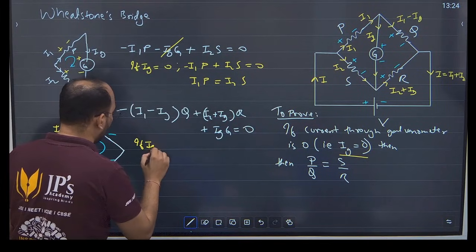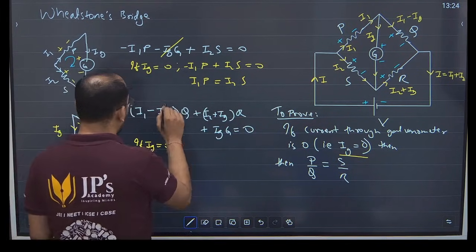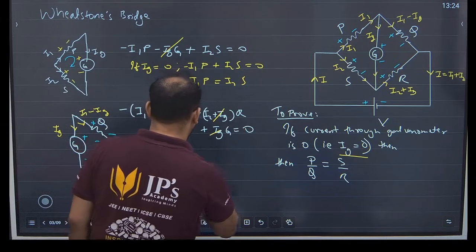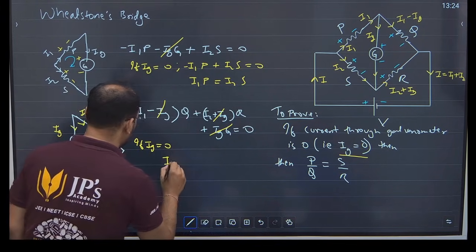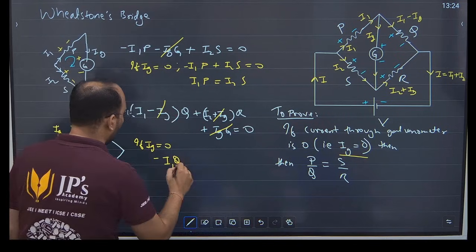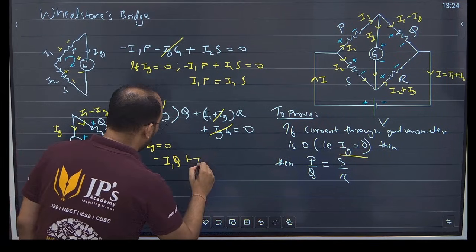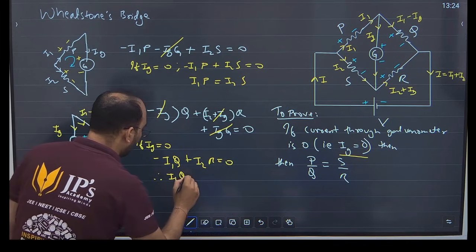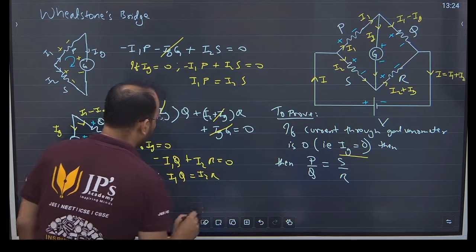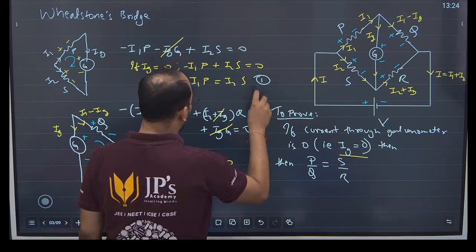If IG is 0 here, look what do we get here? IG will get out, this term will go off. Okay, and you have यहाँ पे क्या मिल रहा है, देखो यहाँ पे minus I1 into Q, plus I2 R equal to 0. That will give me basically I1Q is equal to I2R. Okay, this is your relation number 1, this is relation number 2.